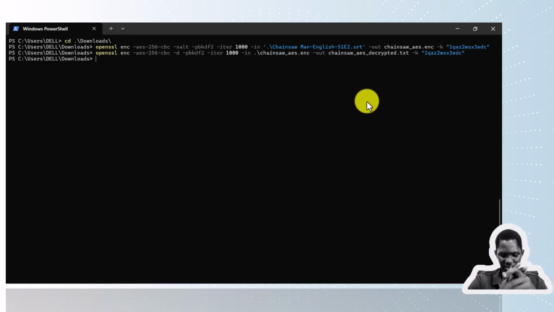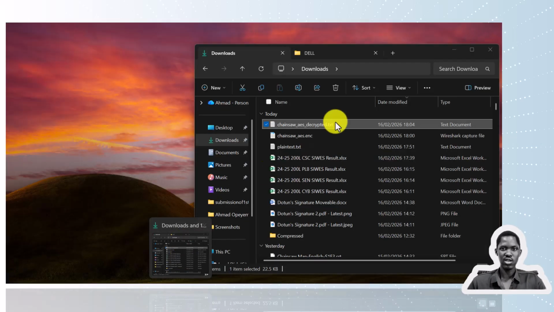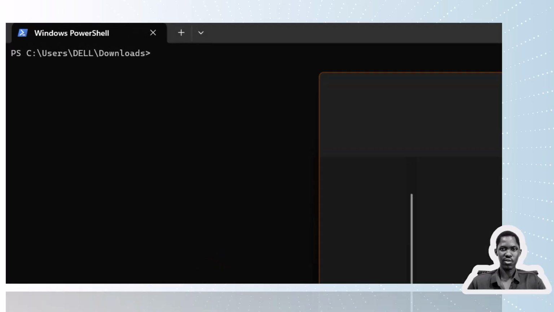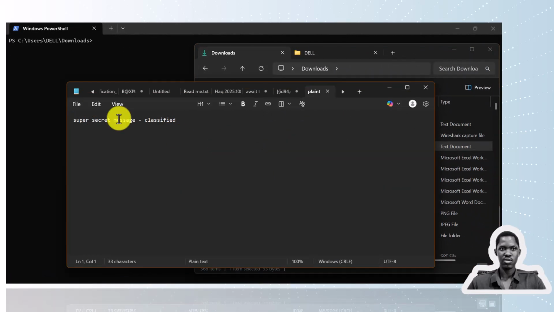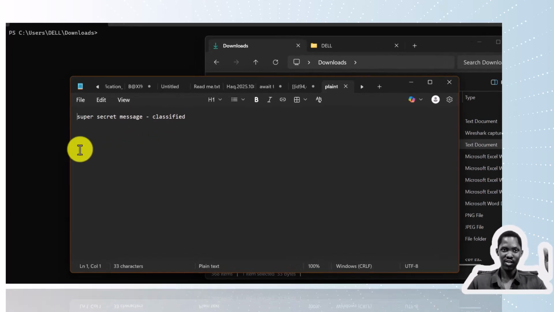So now let's move to the asymmetric encryption. So I'm going to clear the screen. Yes. So now for the asymmetric encryption, I want to use the plain text file. So let me open the plain text file for you, so you will see the contents of the file. So you can see the content of the file. It's what? Super secret message classified. So that's the content of the file that I want to encrypt using asymmetric encryption.